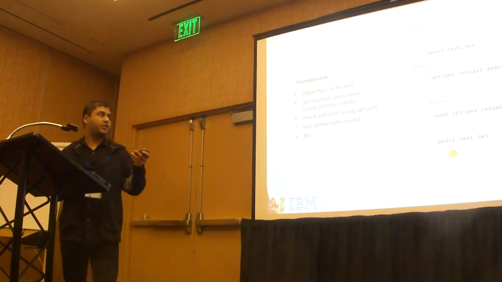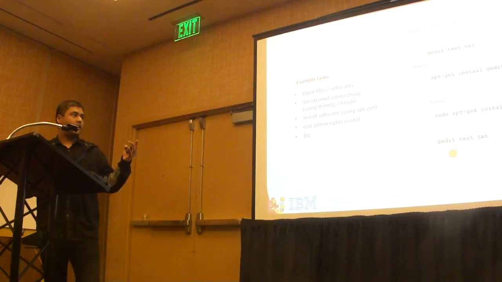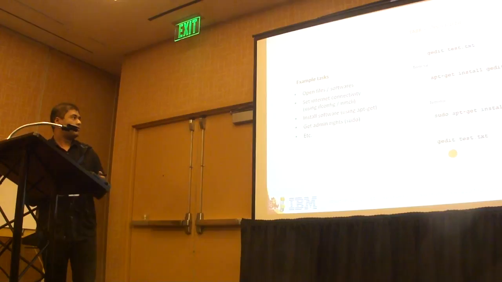So depending on what the current state of the system is, the sequence of actions you need to perform that simple task is different. And so we have these different kinds of similar tasks like opening software, setting internet connectivity, installing software, getting admin rights, etc. that the agent has access to, and it will try to learn these kinds of sequences while exploring on the ground.